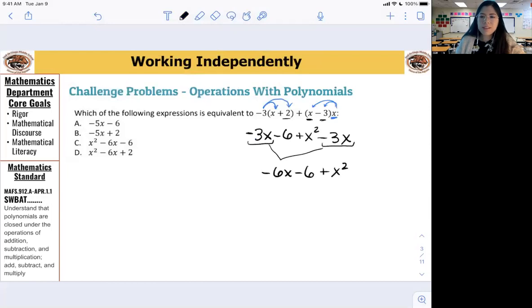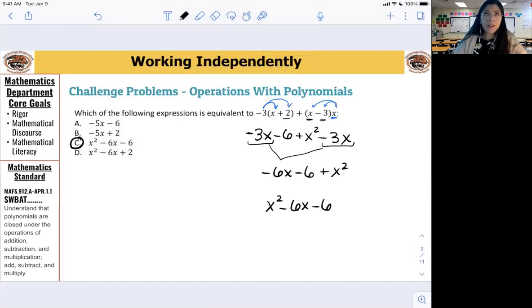And what's wrong with this? It's not in standard form. We've got to put it in standard form. What goes first when you write it in standard form? x squared. Then what? -6x. Then finally, -6. So answer choice C.